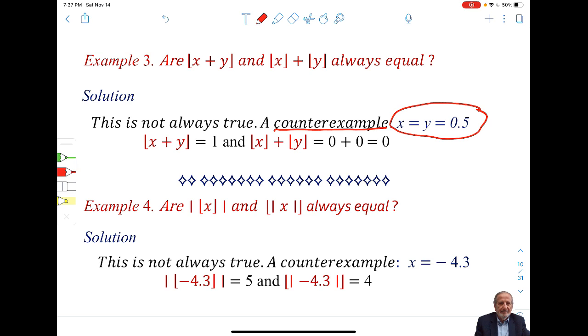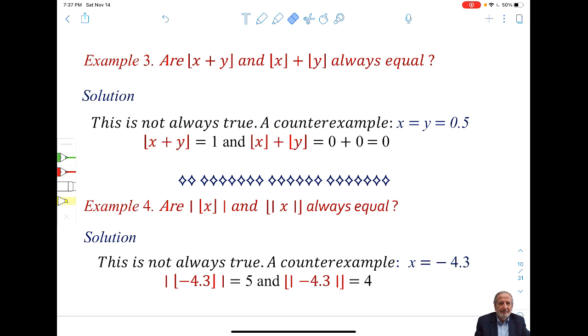So if x is equal to y is equal to 0.5, then x plus y will be 1. The floor function of x plus y will be 1. The floor function of x is 0. The floor function of y is 0. You add them, you get 0.